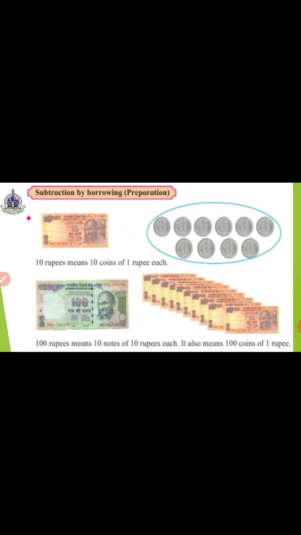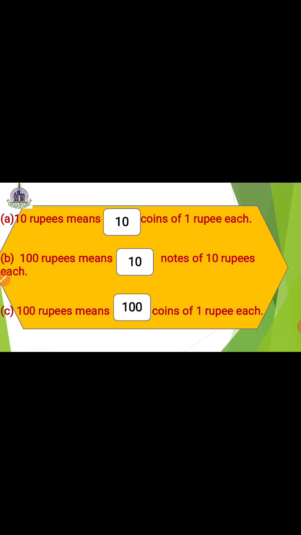In the same way, here we can see 100 rupees notes. 100 rupees means 10 notes of 10 rupees each. Also it means 100 coins of 1 rupee each. So 10 rupees means 10 coins of 1 rupee each. 100 rupees means 10 notes of 10 rupees each, and 100 rupees also means 100 coins of 1 rupee each.